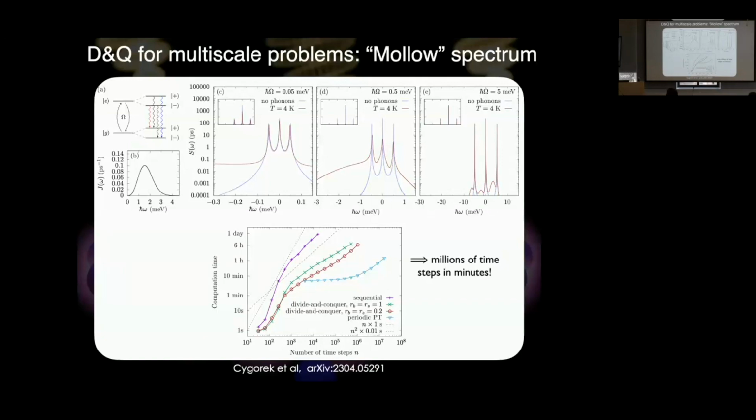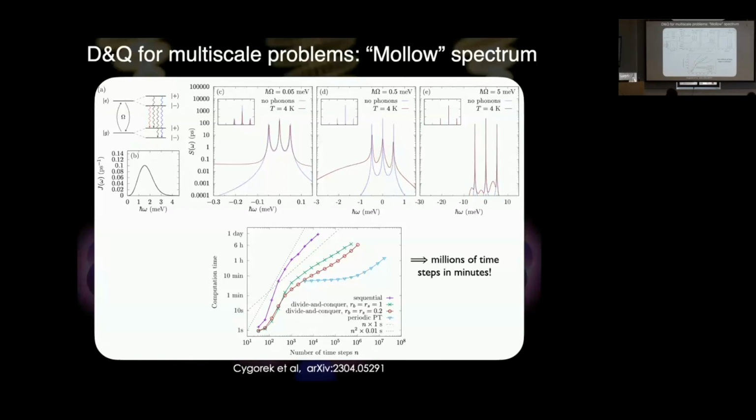And if you think about how long that takes, sequential is Jørgensen and Pollock, so this is an improvement on the original TEMPO. But this shows you the scaling, the computation time as a function of the number of time steps. With our divide and conquer, we can do millions of time steps in minutes.